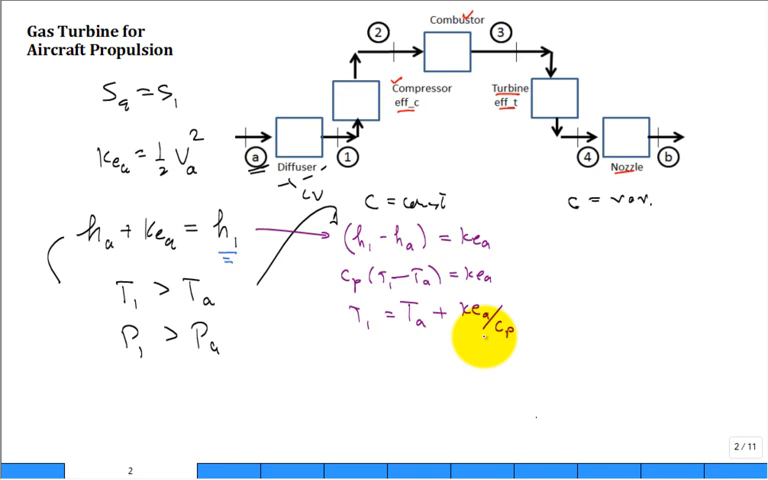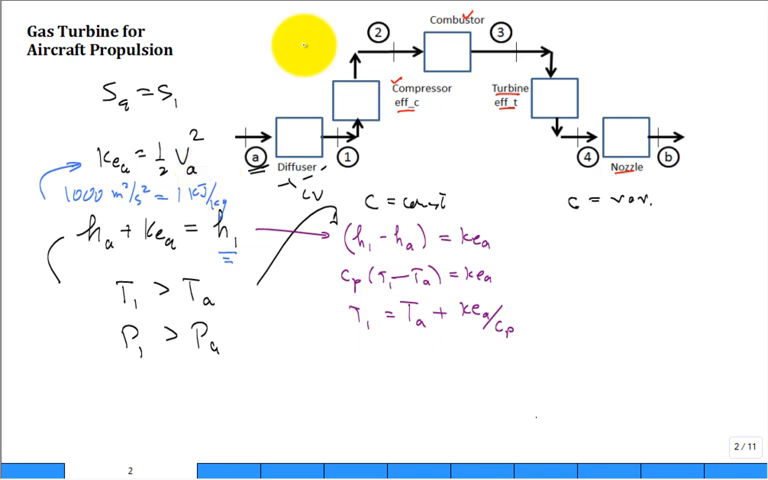So there you go. The one thing you have to remember is the unit conversion when you're doing that. Right here, 1,000 meters squared per second squared is 1 kilojoule per kilogram. You basically need that right in here where you're using the speed and then the kinetic energy.